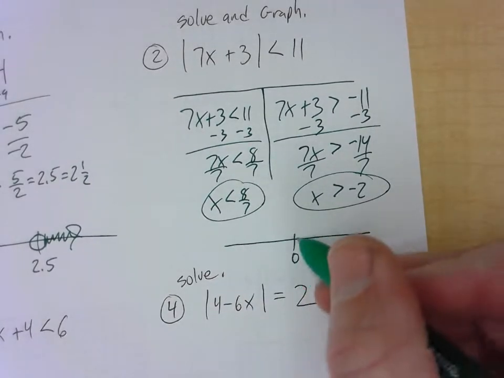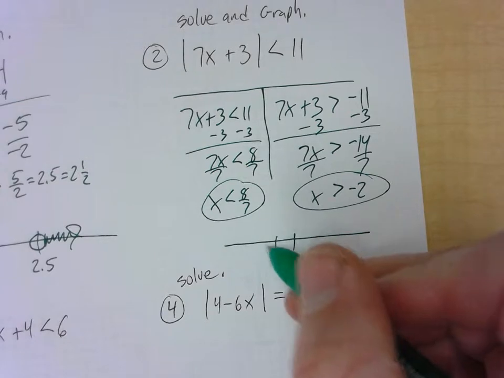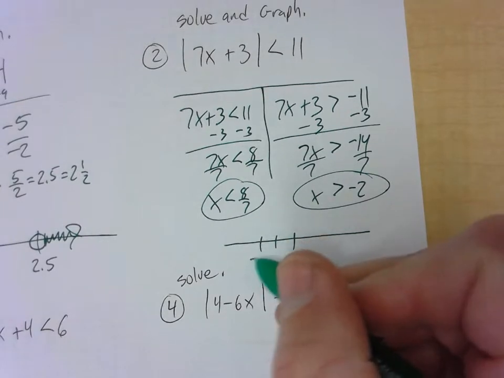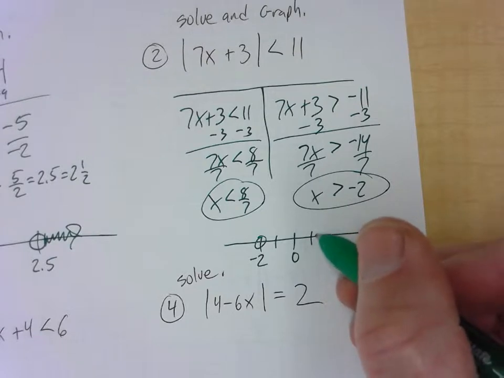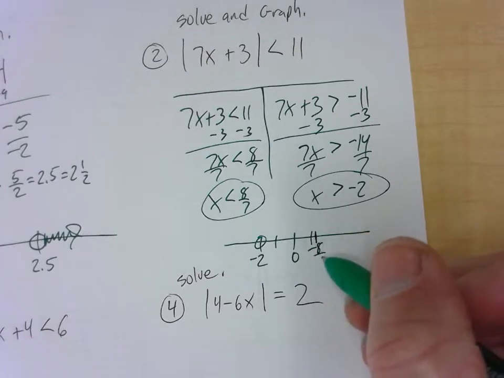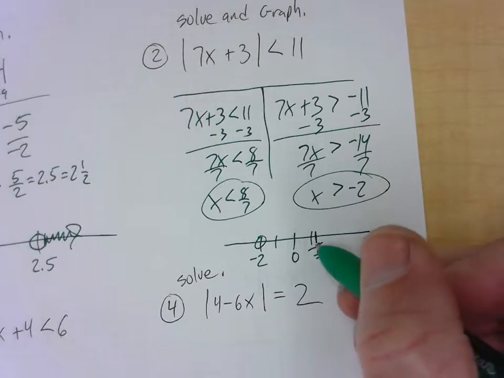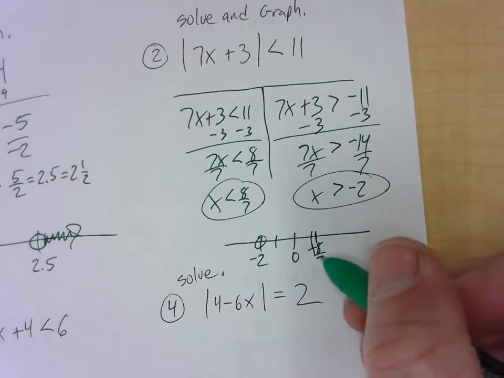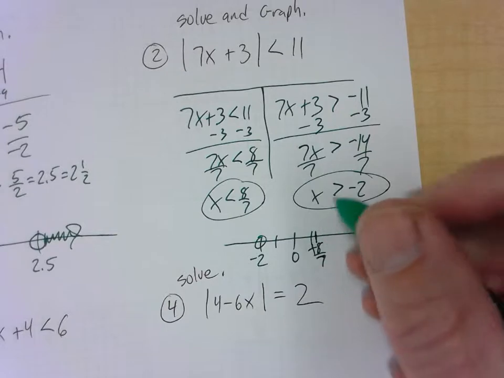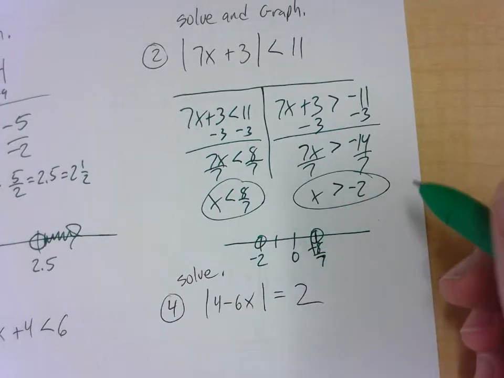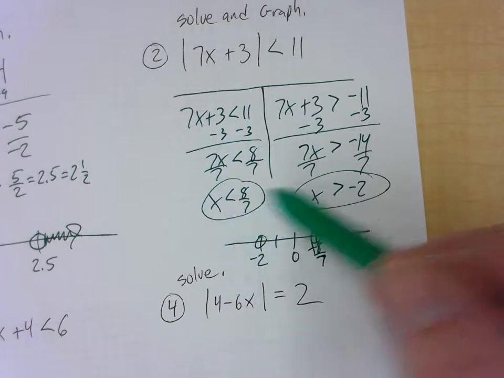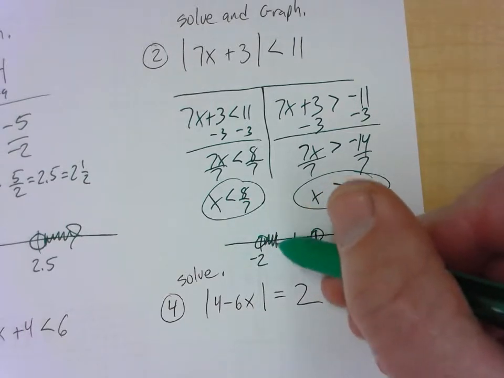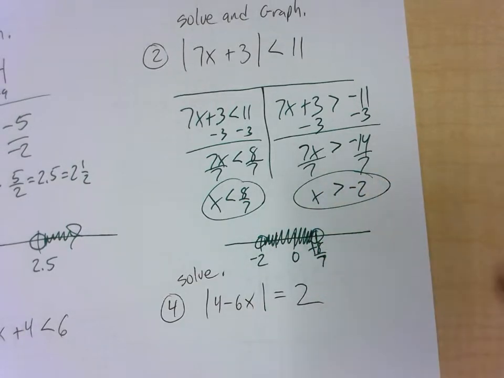So here's 0. I'm going to go over 1, 2, and that would be negative 2, open circle. And this would be 1, and then a little bit bigger would be positive 8/7, sorry. And we are less than this one and bigger than this one, which means we're shaded in between, less than 8/7 and greater than negative 2.